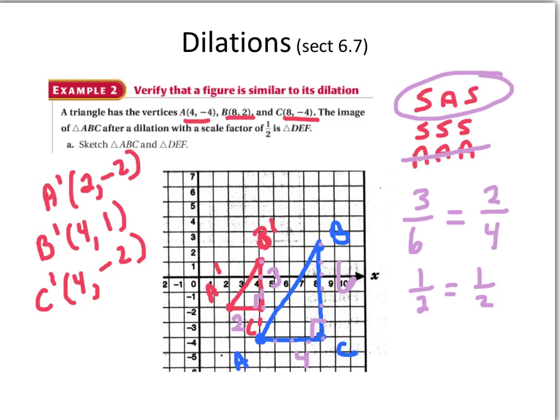I could do side, side, side as well. That means I'd either have to use Pythagorean theorem or distance formula to find A prime, B prime side, and distance formula or Pythagorean theorem to find the AB side, and do side, side, side.